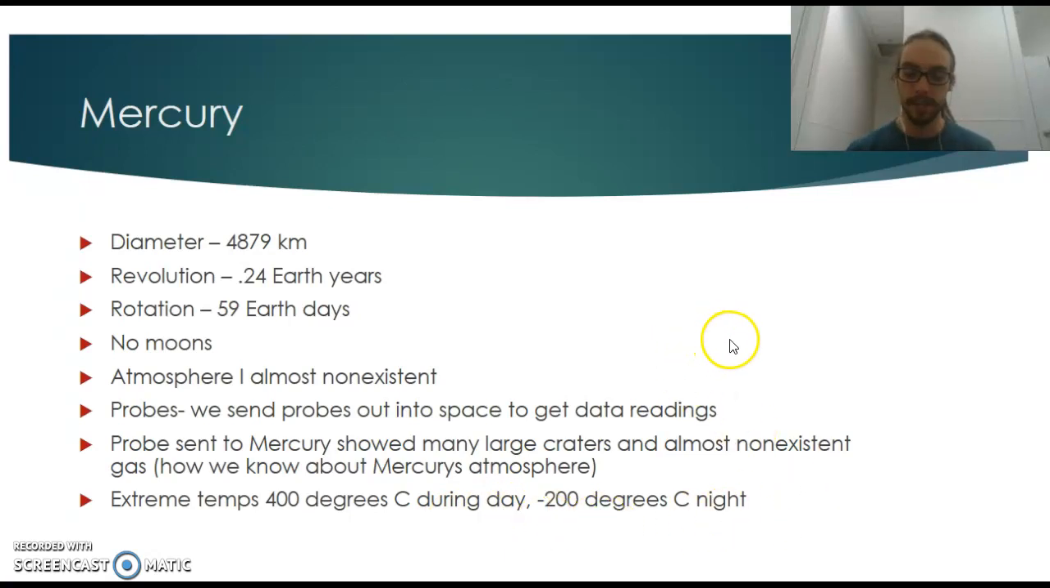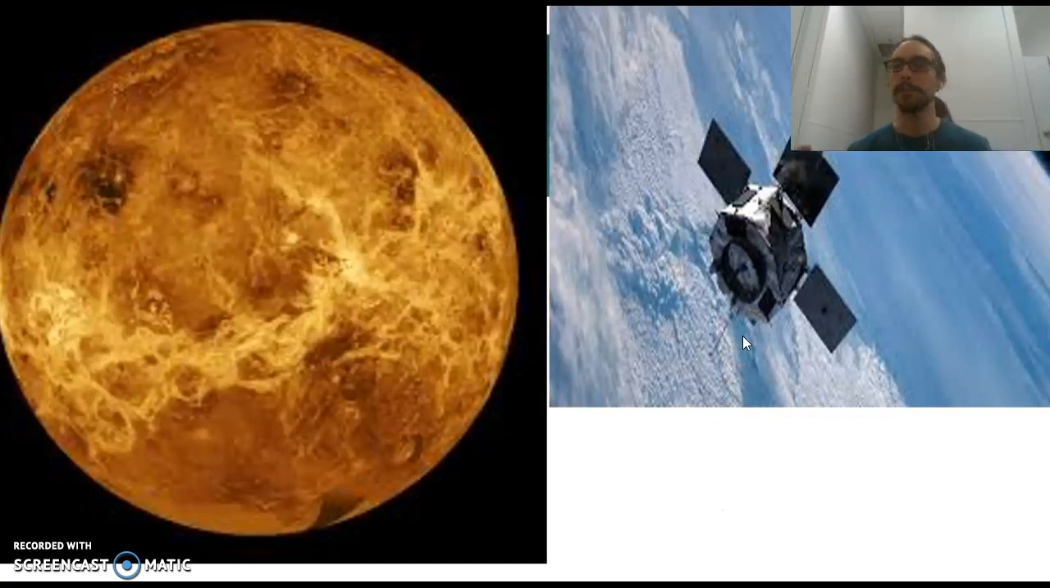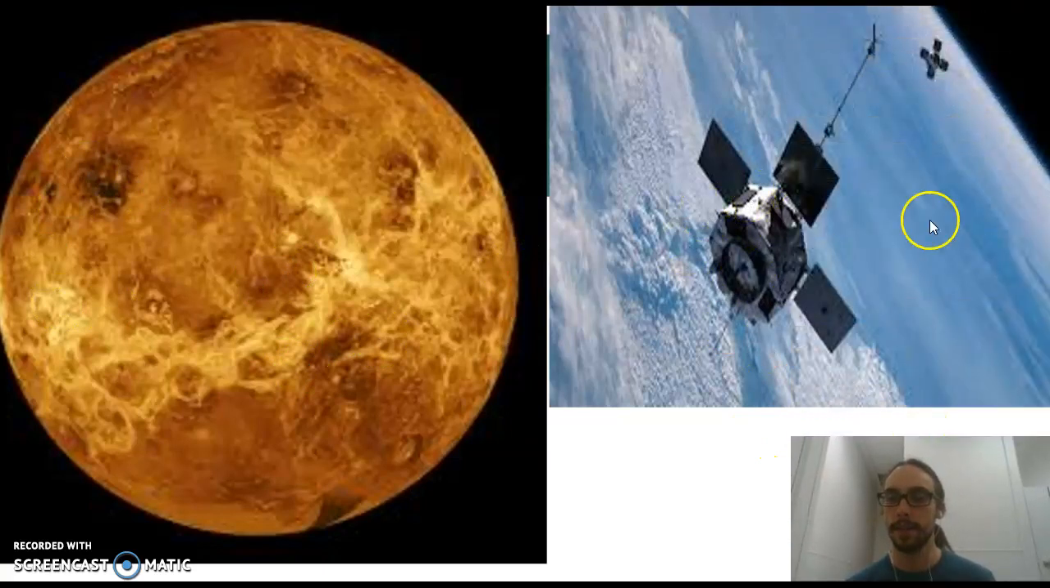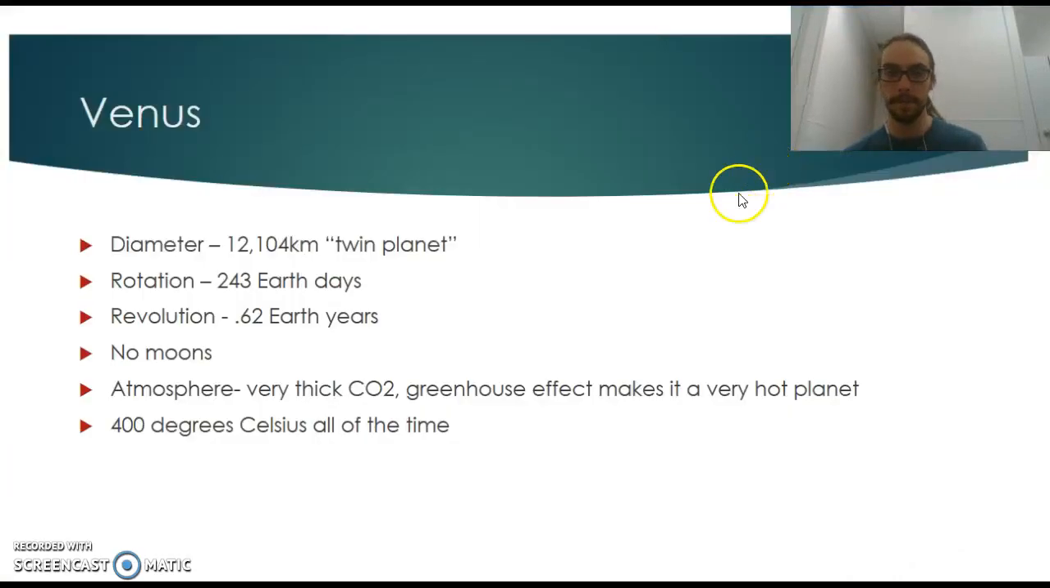Night is just when that object or planet is away from the sun. So it's the side that's not getting the sunlight, and that's technically night. So here's Mercury. You see all these craters on there. And then there's an example of a probe right there. We send these out into space, and then they take a bunch of readings.